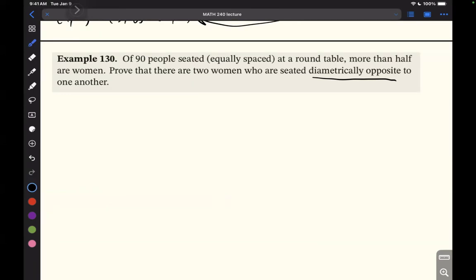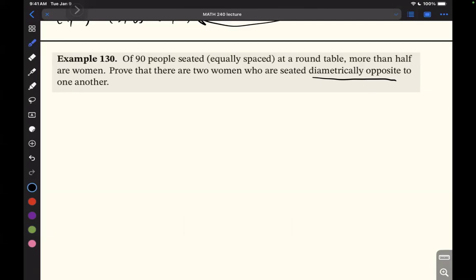But I would like to prove that there are 2 women who are seated opposite to each other. How do I do that? Talk about it. Convince me. Give me an explanation, if you would like.